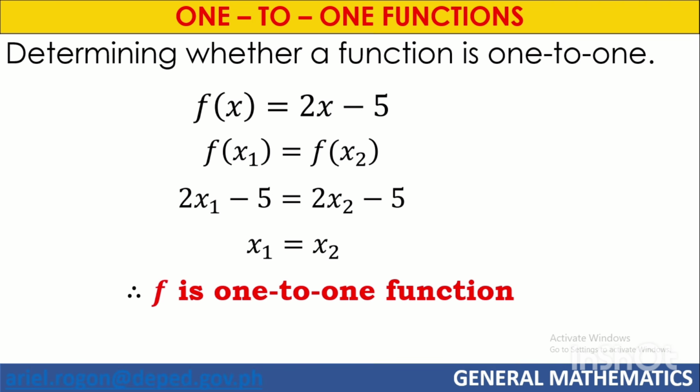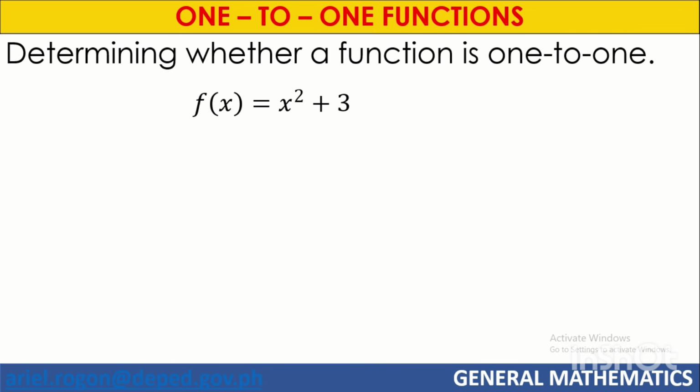Or, madali matandaan kapag one-to-one function, kapag ang degree, no, or the highest degree of your function is an odd number. So, kagaya nito, the degree of this polynomial is 1. So, odd number. So, therefore, that is a one-to-one function. Kapag odd number, automatic one-to-one function yan.